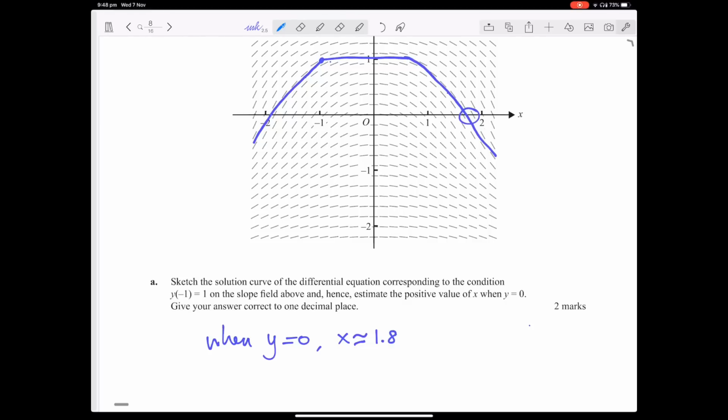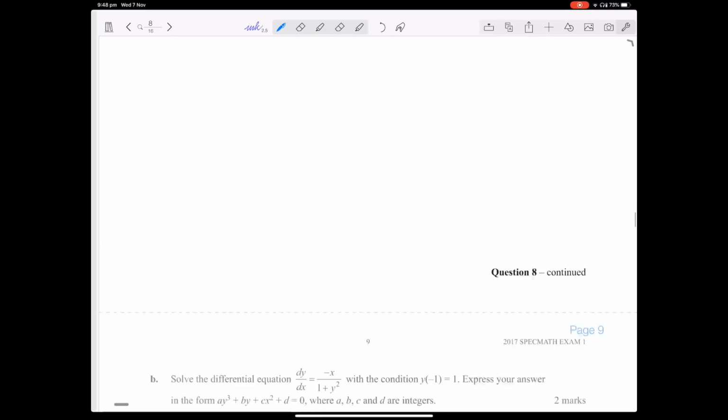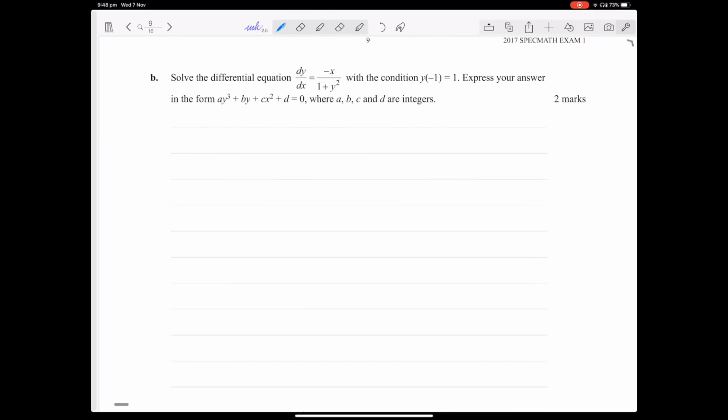I don't really think there's a hell of a lot of difference. It's going to be between 1.8 and 2, I reckon. And it says the positive value of x, so we're not looking at this one, we're looking at the other one. I don't really like that question.